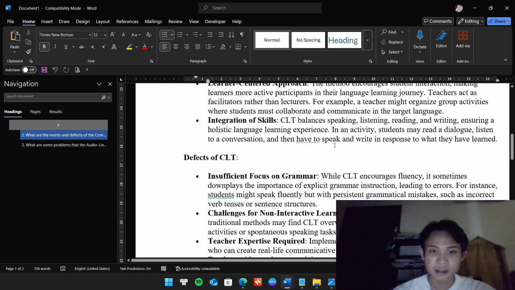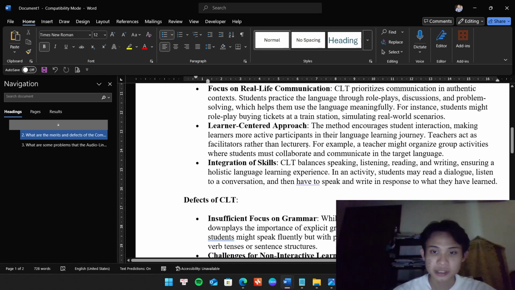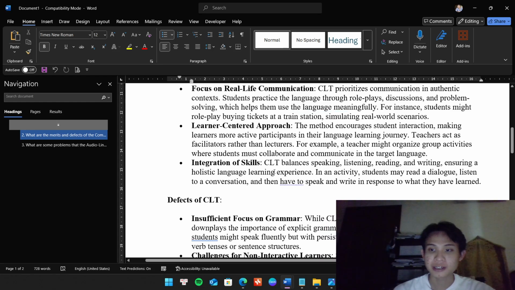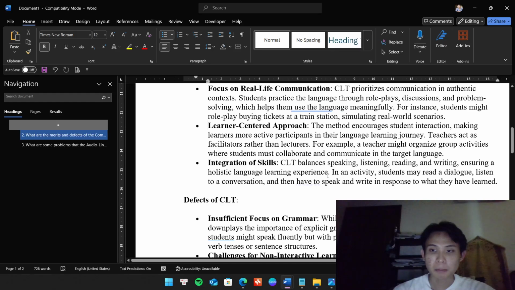Another benefit is integration of skills. By interacting effectively during the class, I think students can somehow learn the speaking, listening, reading, and writing simultaneously in the class.